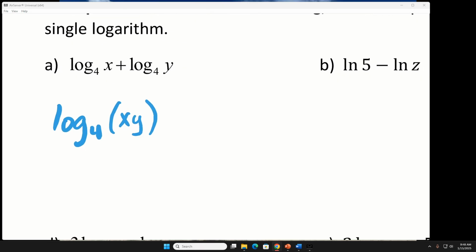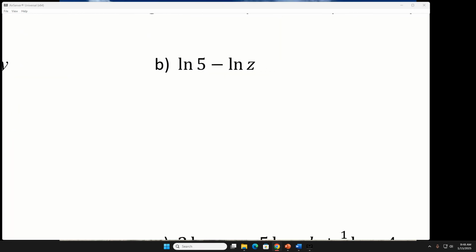All right, and then for B, we have two logarithms separated by subtraction. So we're going to bring it together as one logarithm. And then because they're separated by subtraction, what are we going to do with the 5 and the z? We're going to divide.